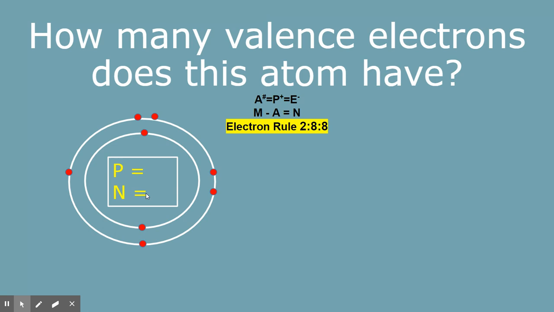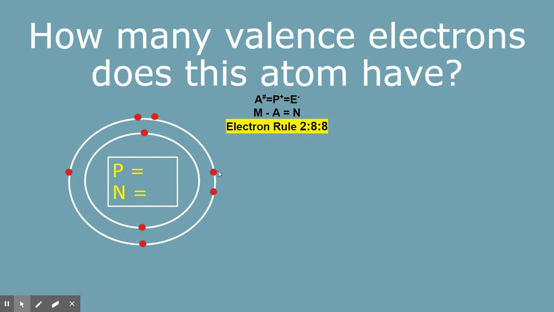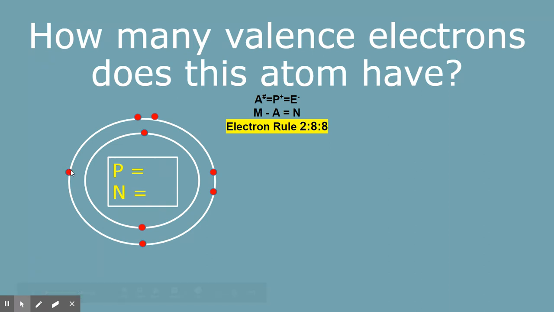How many valence electrons does this atom have? Again, it has a total of 1, 2, 3, 4, 5, 6, 7, 8. Okay, it has 8 total electrons, but 1, 2, 3, 4, 5, 6 of them are located in the outer shell. So that means this atom only has 6 valence electrons.